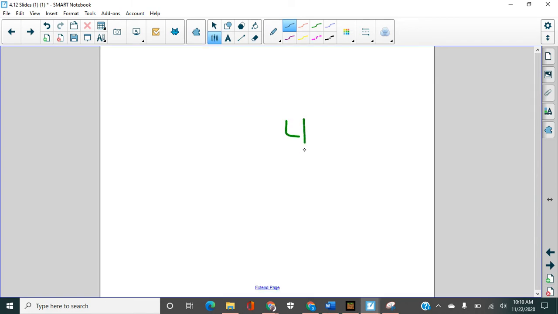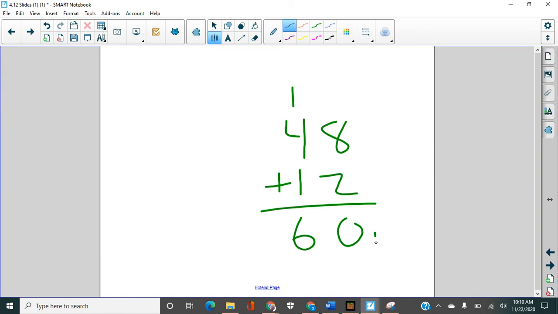and the 12, and we add those together. How much would that be? Carry the 1. 60 yards squared. See the 2, 4 squares.